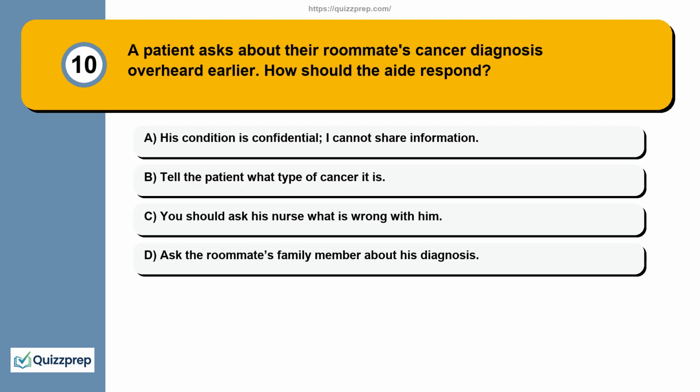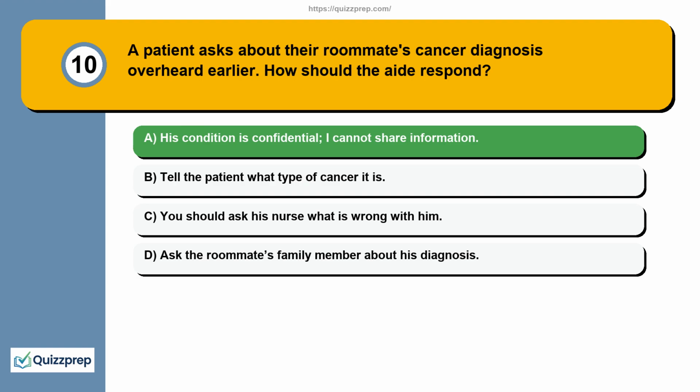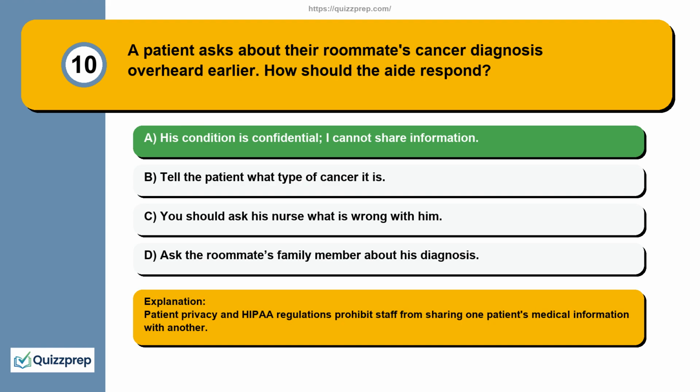Question 10. A patient asks about their roommate's cancer diagnosis overheard earlier. How should the aide respond? His condition is confidential. I cannot share information. Tell the patient what type of cancer it is. You should ask his nurse what is wrong with him. Ask the roommate's family member about his diagnosis. Patient privacy and HIPAA regulations prohibit staff from sharing one patient's medical information with another.